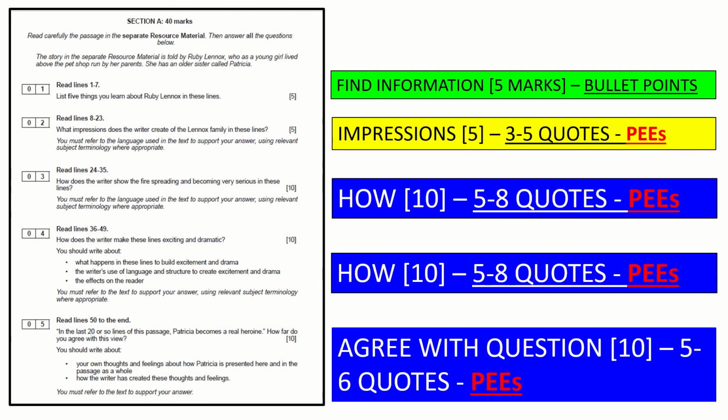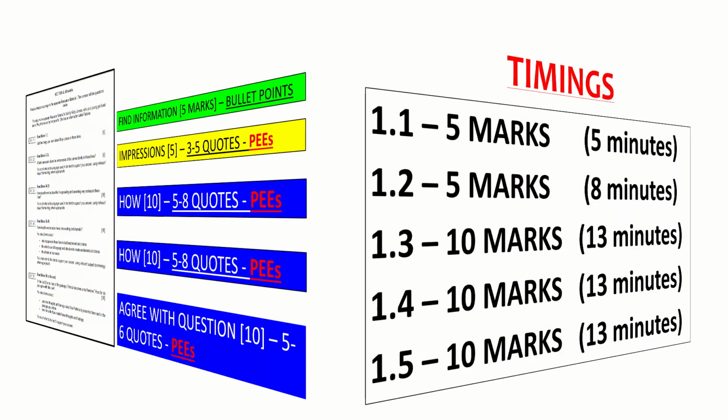Basically, if it's a 5-mark question, you should be spending about 5 minutes on it and writing 3 or 4 quotes. If it's a 10-mark question, 13 minutes, 5 to 8 quotes. I've put the amount of quotes on this screen here. However, really, it's all about time. So however many quotes you do in the allotted time, you need to move on to the next question and make sure you finish the exam.